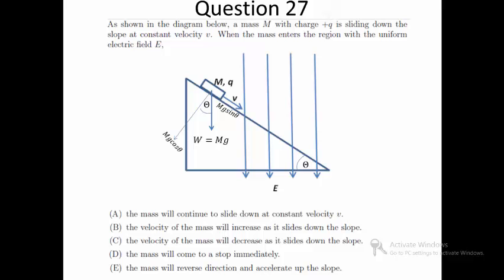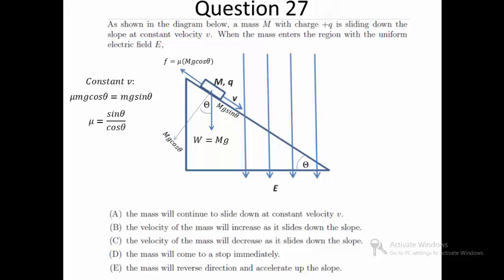This mg sine theta will accelerate the mass m along the slope if and only if there is no friction, but since the mass m is not changing its velocity, there must be a frictional force in the opposite direction with equal magnitude. We can make use of this relationship to find out the coefficient of friction to be sine theta over cosine theta.